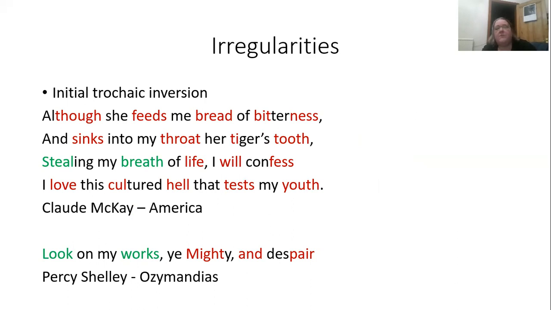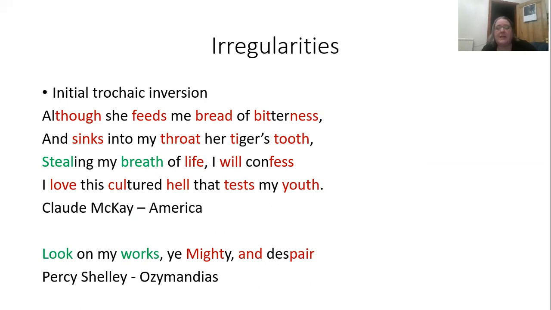So we have what's called an initial trochaic inversion. Initial trochaic inversion sounds complicated, actually quite simple. This will often occur in an iambic meter, as we find in this poem by Claude McKay, America. Although she feeds me bread of bitterness and sinks into my throat her tiger's tooth, stealing my breath of life, I will confess. I love this cultured hell that tests my youth.